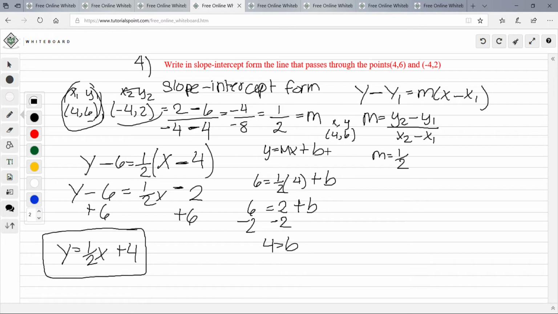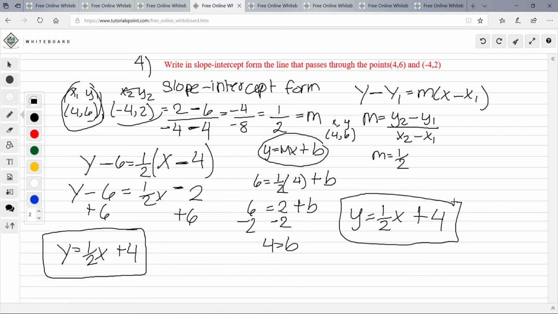So if we put it in this form, y equals mx plus b, we know that m is our slope, 1/2, x plus b, which is +4. So we both get the same answer, and that's how you can check if you want to know if you got it right. We got the same answer, so then we know that this is the correct answer.